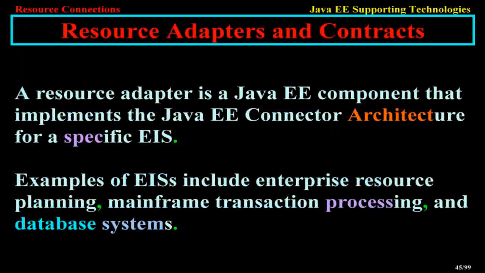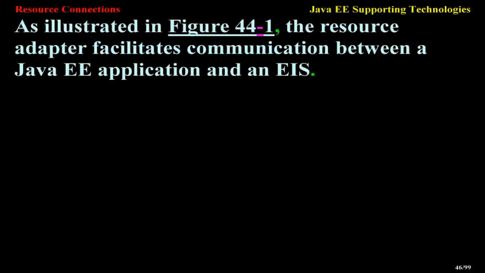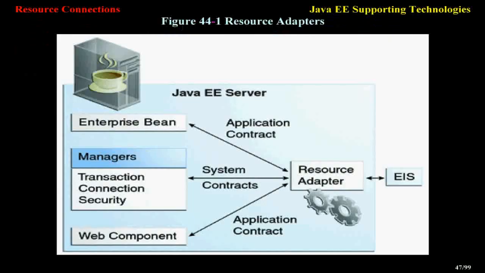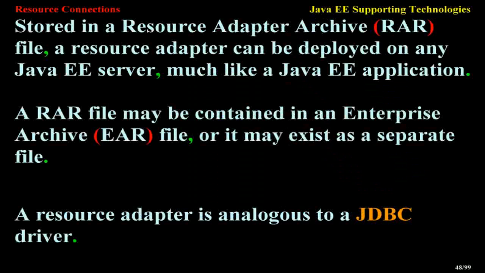Resource adapters and contracts. A resource adapter is a Java EE component that implements the Java EE Connector architecture for a specific EIS. Examples of EISs include enterprise resource planning, mainframe transaction processing, and database systems. As illustrated in Figure 44-1, the resource adapter facilitates communication between a Java EE application and an EIS. Stored in the resource adapter archive (RAR) file, a resource adapter can be deployed on any Java EE server, much like a Java EE application. A RAR file may be contained in an enterprise archive (EAR) file, or it may exist as a separate file.